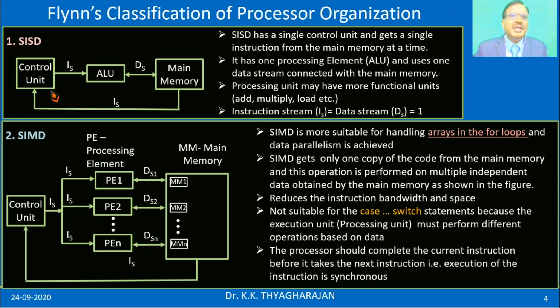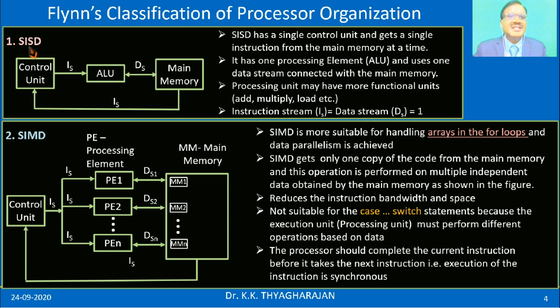The processor organization is classified based on the number of control units and the number of processing units, that is ALU. But this processing unit may have more than one functional unit. Functional unit means, for example, addition, multiplication, then loading the data from the memory and storing the result in the memory. So for this you need different functional units. So this processing unit will have many functional units.